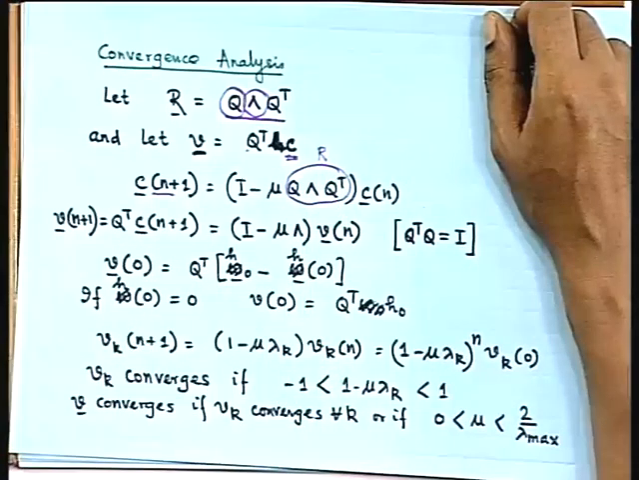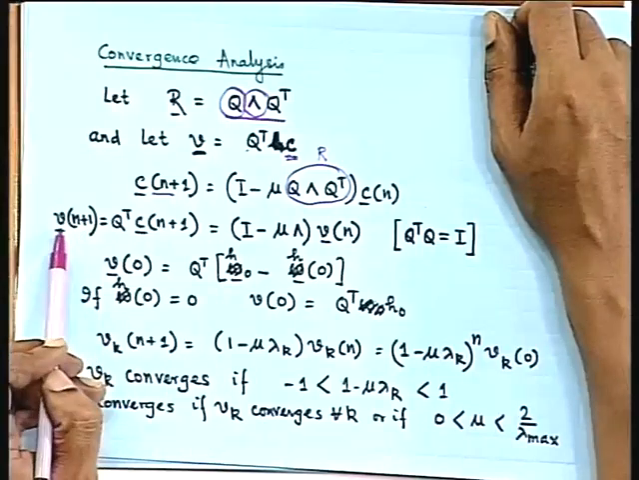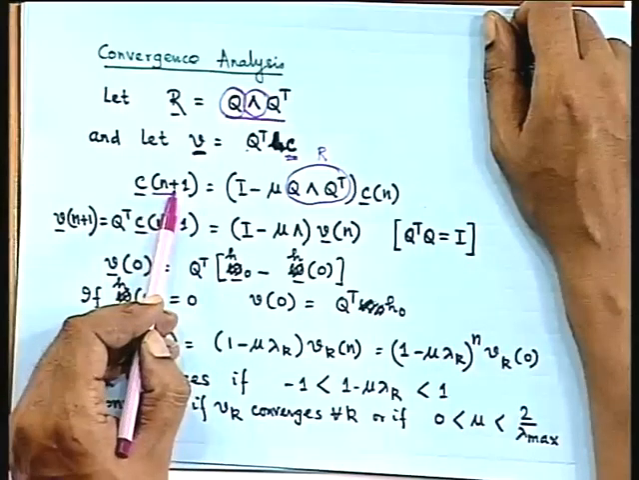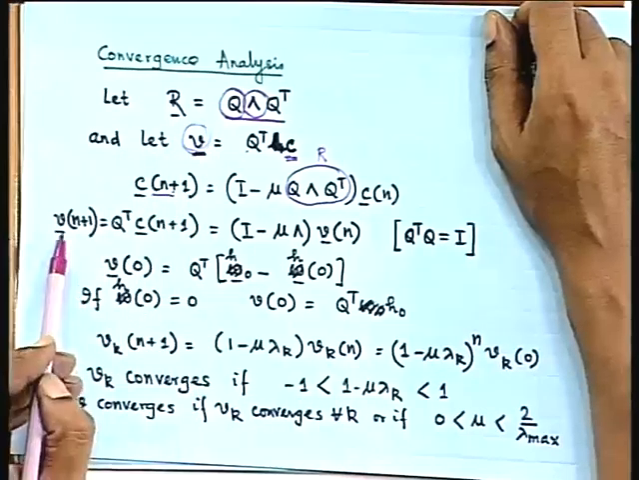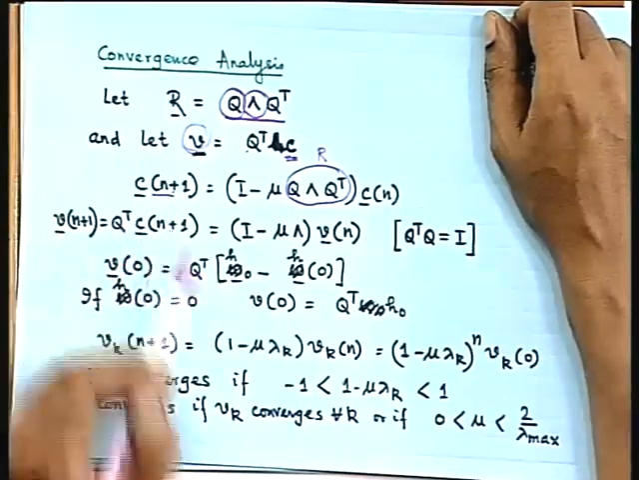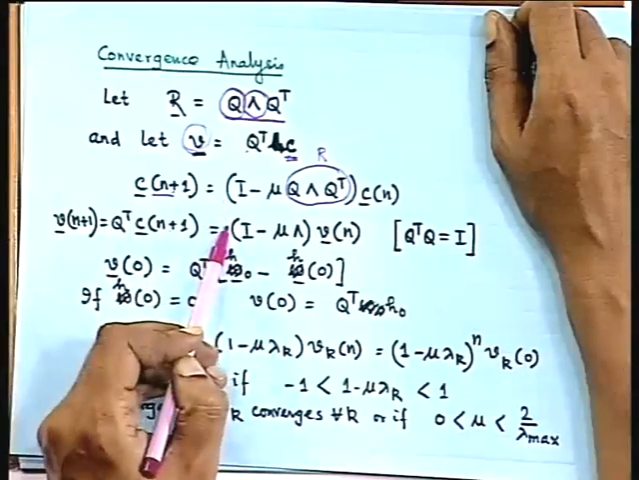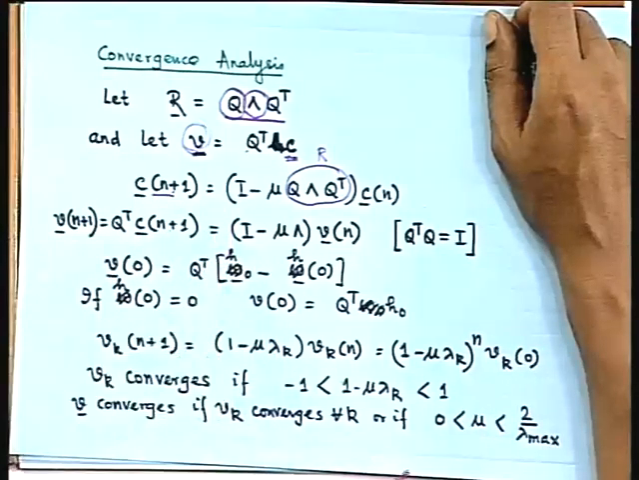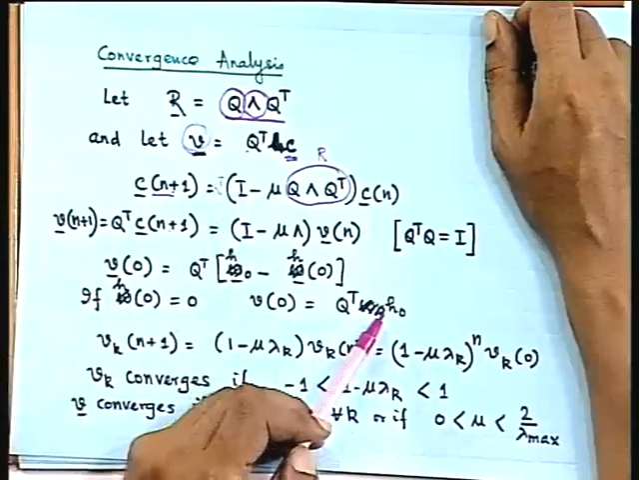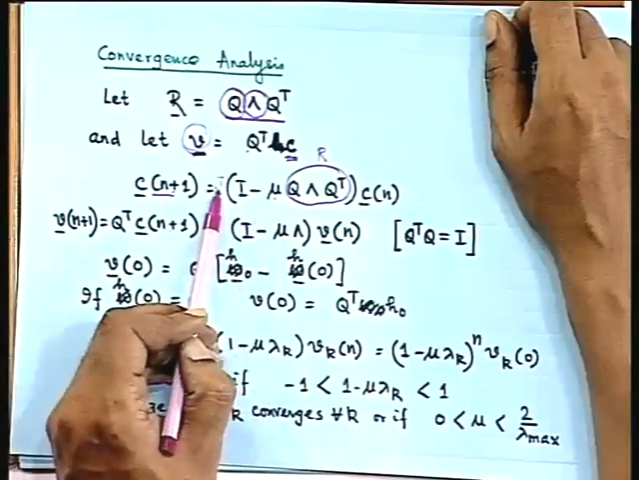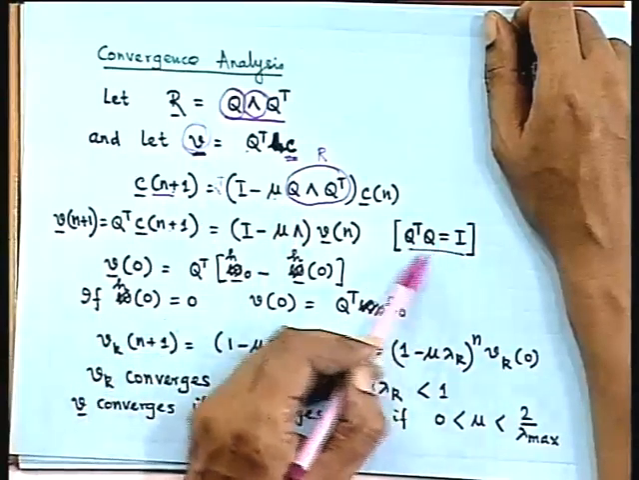So you have first substituted this, then rather than trying to write in terms of Cn plus 1, let us see how this changes. So Vn plus 1 is nothing but Q transpose Cn plus 1. So you multiply this equation by Q transpose here. Mu is a scalar. So Q transpose Q is actually I.